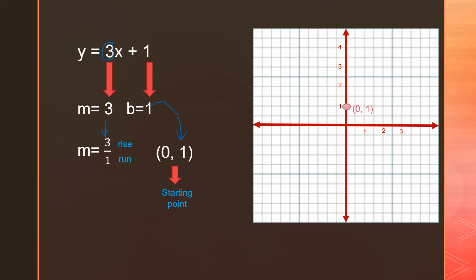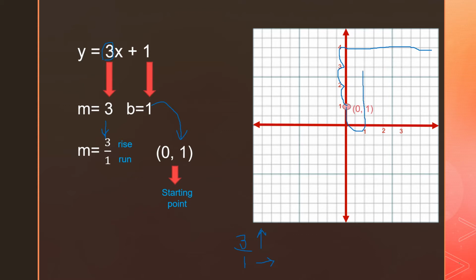And then since we have 3 over 1, it only means that we can go up. So that's 3 over 1. Go up 3 times, and then we go to the right once. So let us try that. 1, 2, 3. That's 3 times up. And then once to the right.